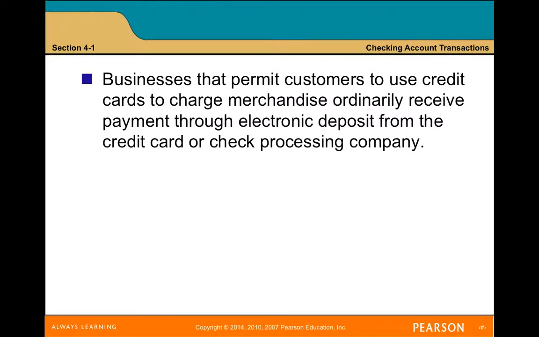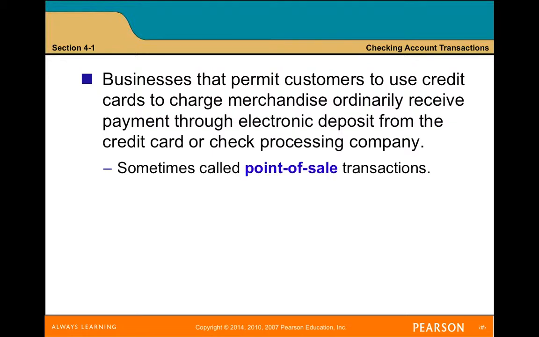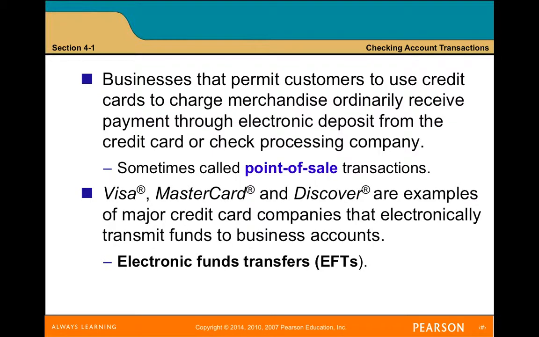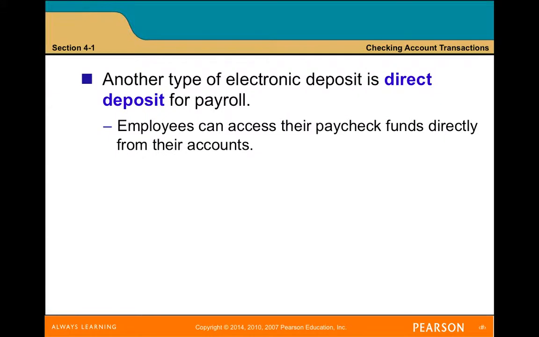Businesses that permit customers to use credit cards to charge merchandise ordinarily receive payment through electronic deposit from the credit card or check processing company. Sometimes it's called a point of sale transaction, or POS for short. Visa, MasterCard, and Discover are examples of major credit card companies that electronically transmit funds to business accounts, or EFTs, and I'm sure you've seen that before. Another type of electronic deposit is a direct deposit for payroll. Employees can access their paycheck funds directly from their accounts.